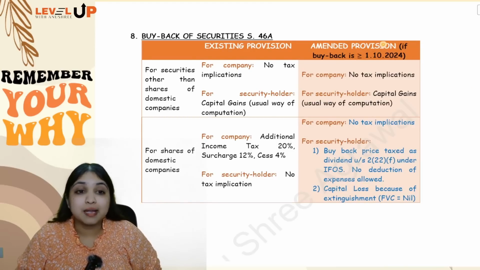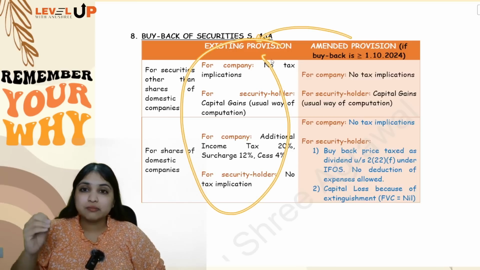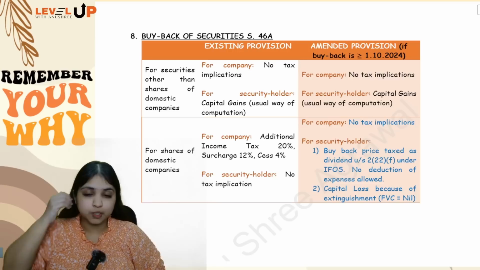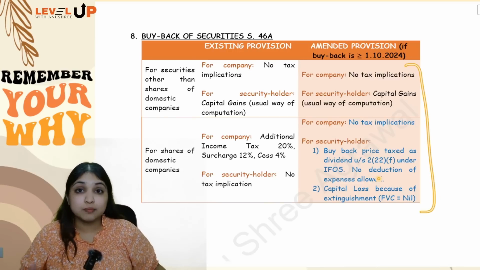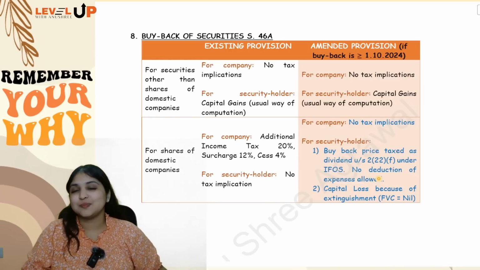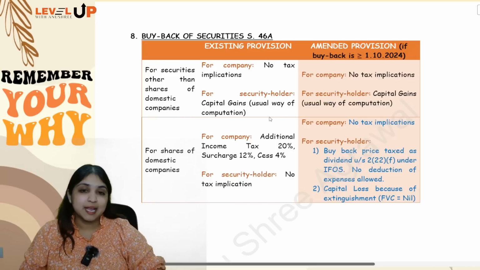If the date of buyback is before 1st October 24, we'll have to apply the existing provision. Only if the buyback date is on or after 1st October 24, only then I will apply the amended provision. Okay, so we'll have to remember both the old provision as well as the new provision. Let me start discussing this with you. Let me help you understand.